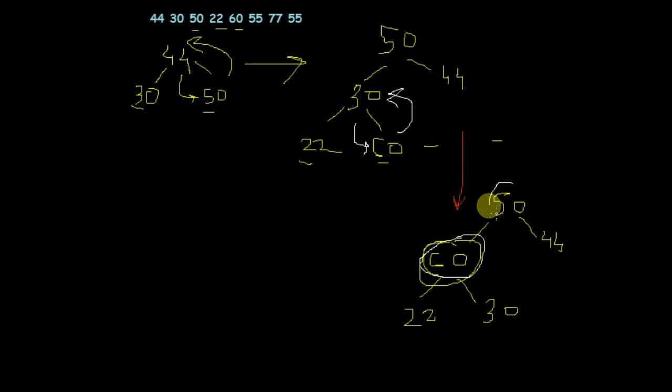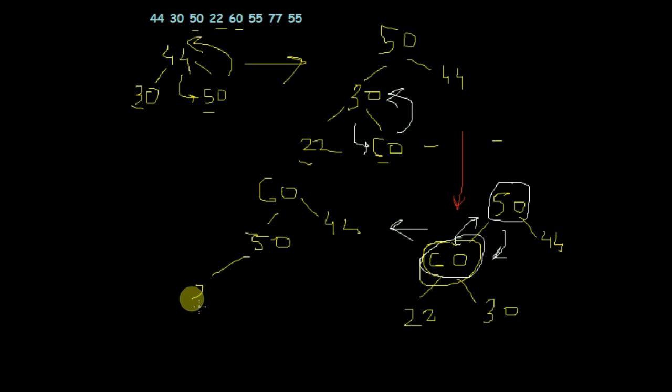It violates the max heap property. 60 is more than 50, that is below, and 50 is above. So this has to change. So the new tree will become 60 here, then 44 here, then 50 here, then 22 here, and 30 here.